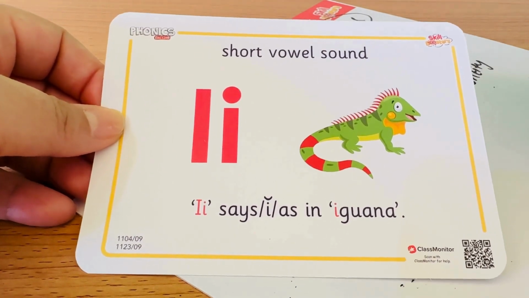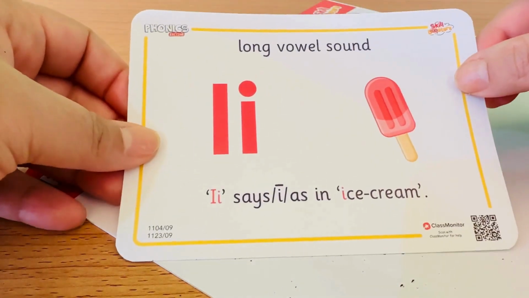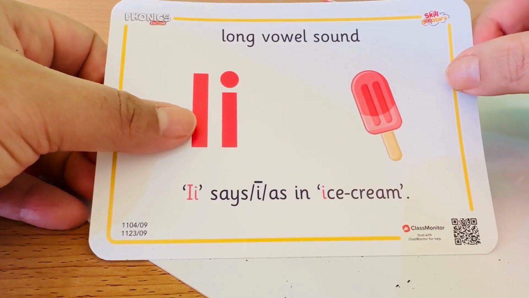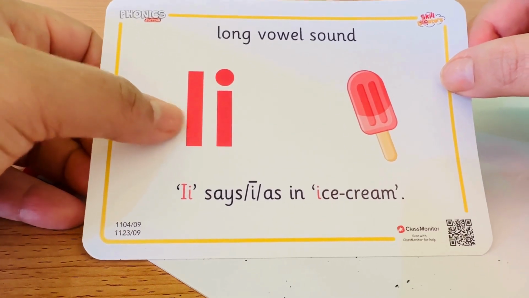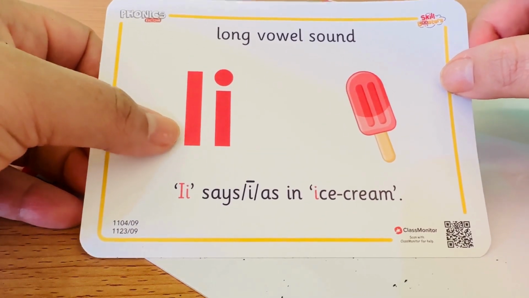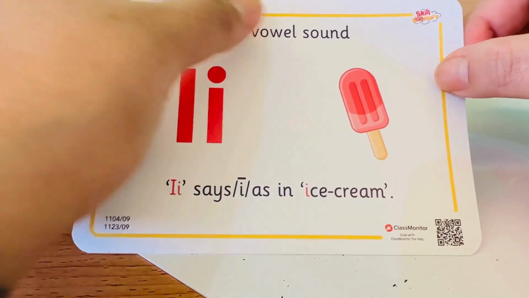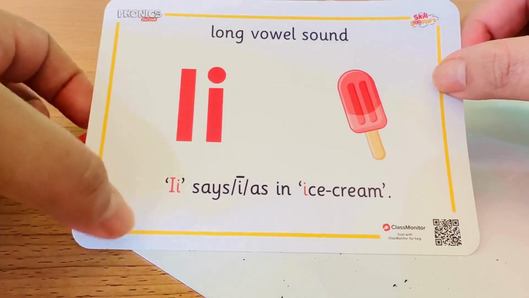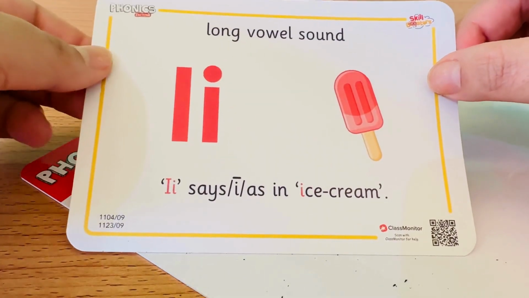But when we talk about long vowel sound, what will it be? That's right, it will be long, stretched sound of letter I. It is I. The original sound of the letter is the long vowel sound. I says I as in ice cream.